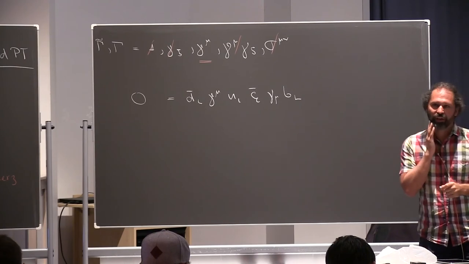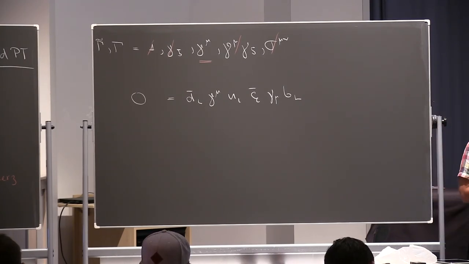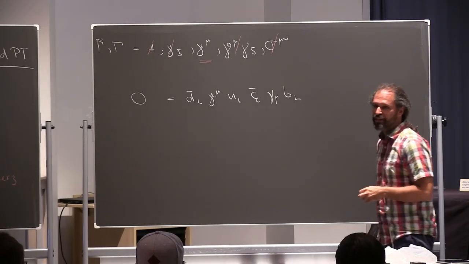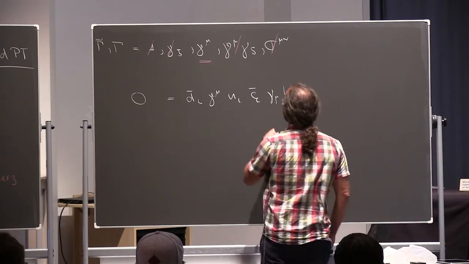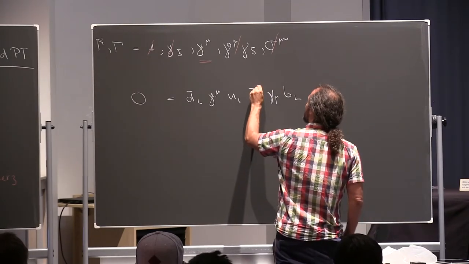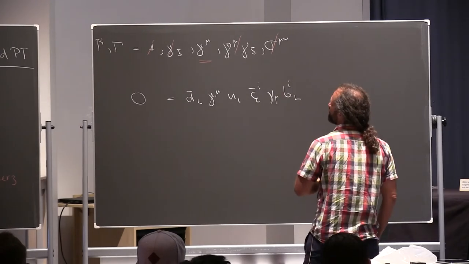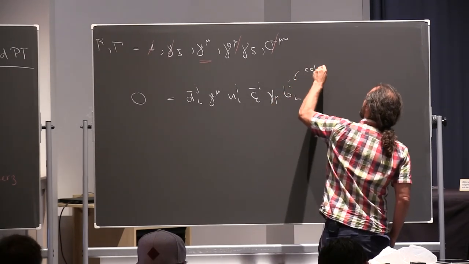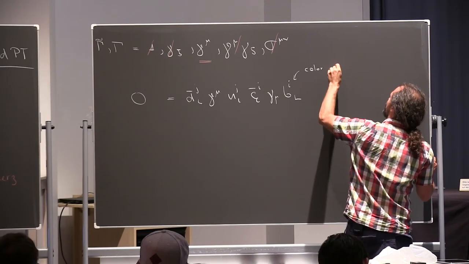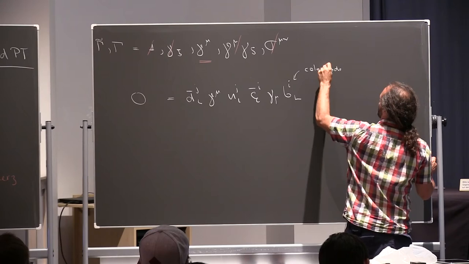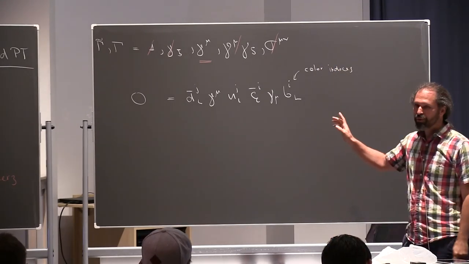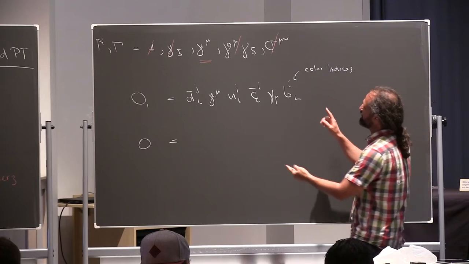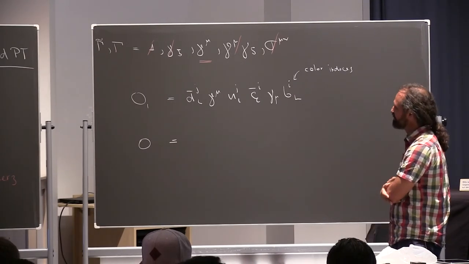Now there's one more complication which I didn't discuss yet. These quark fields carry color indices. And so there are four color indices, and I have to contract the color indices. And one way to do it is obviously just to contract the colors like this. So I have a color index i here, and a color index i here. And I have a color index j here, and a color index j here. These are color indices. But there's a second possibility. So this is O1. And in the second possibility, I contract the colors the other way around.